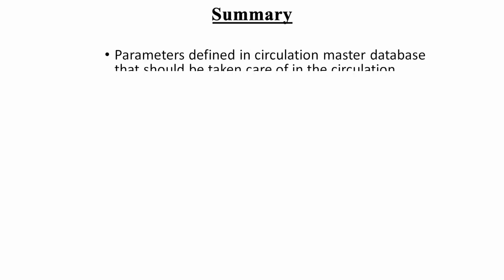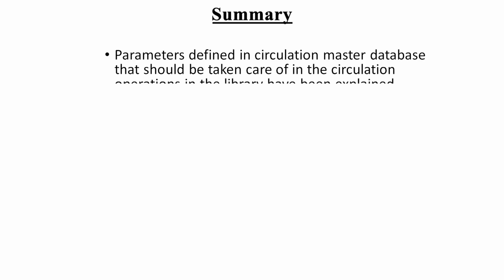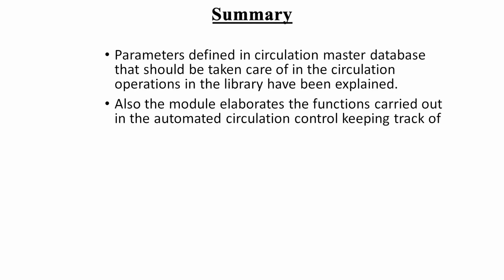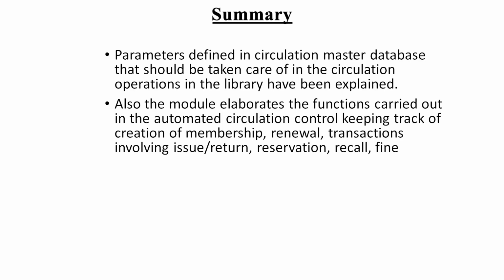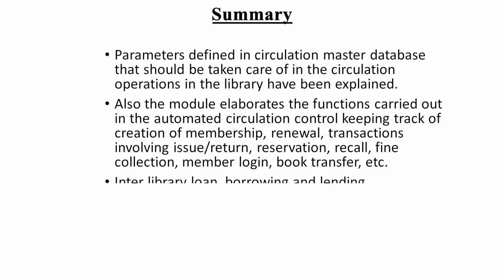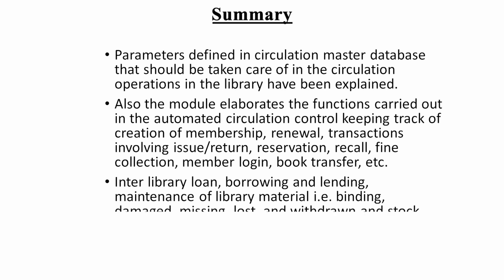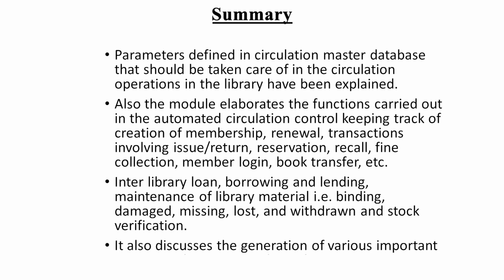Parameters defined in the circulation master database that should be taken care of in the circulation operation in the library have been explained. It also elaborates the functions carried out in the automated circulation system: control, keeping and taking of creation of membership, renewal, transactions, collection development, member logging, book transfer, etc. Also interlibrary loan, borrowing and lending, maintenance of library materials, that is binding, damage, missing books, lost books, and stock verification. It also discusses the generation of various important reports of the automated circulation systems.